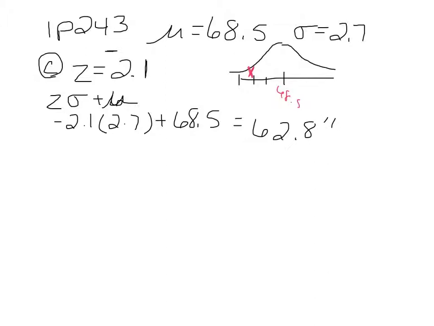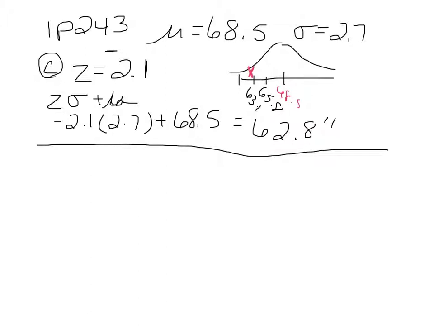Let's check our work here. He should be where that red X is. So does that make sense? 68.5 minus the standard deviation of 2.7 gives me 65.8 there. Minus another standard deviation gives me 63.1. He should be a little bit less than that. He's 62.8 inches. Looks good to me.